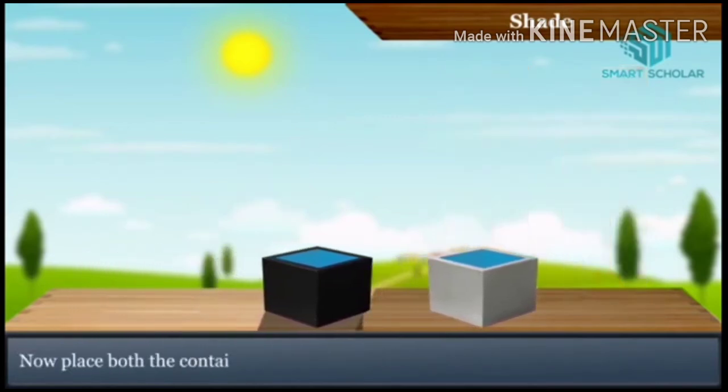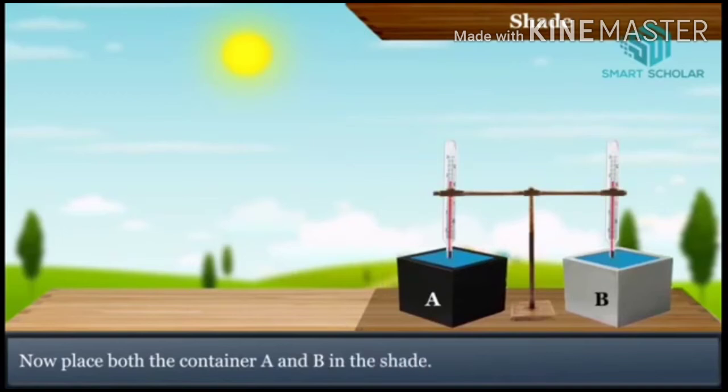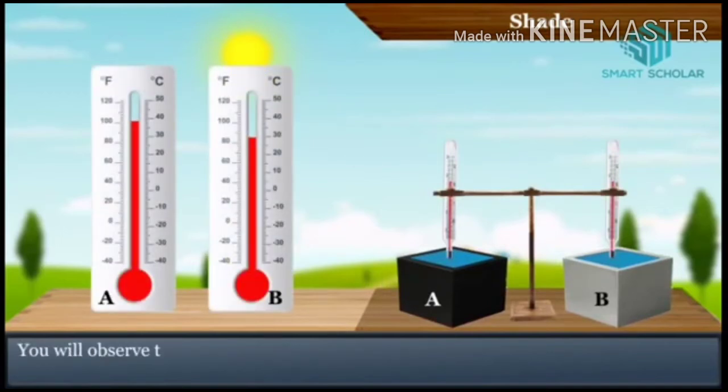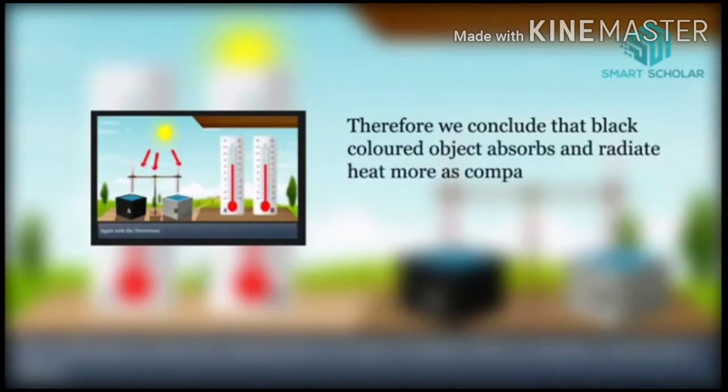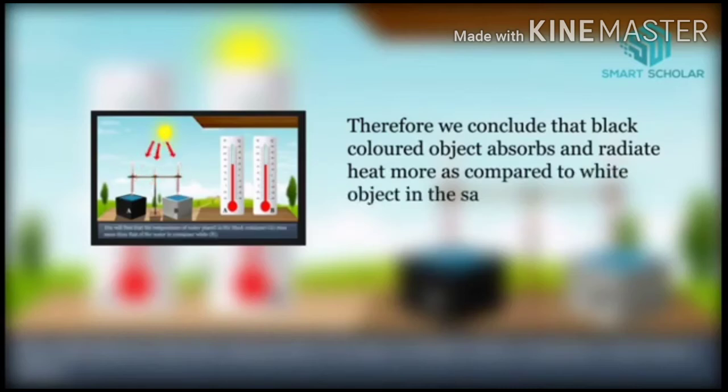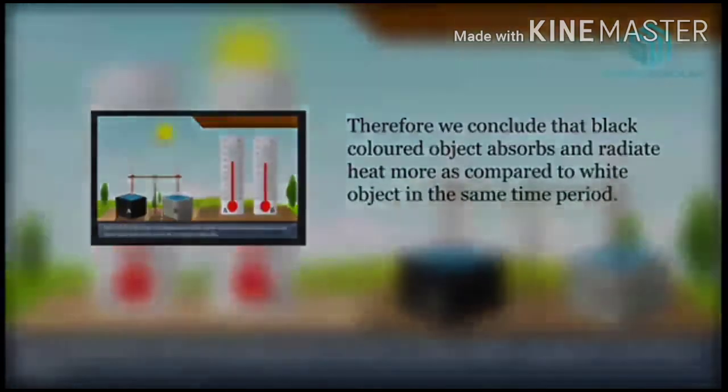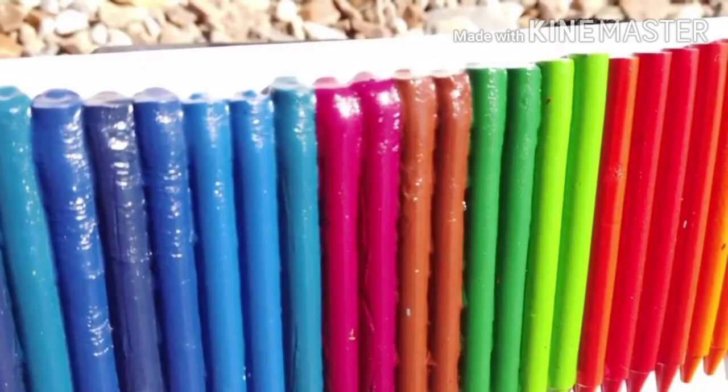Now place both the containers A and B in the shade. You will observe that the temperature of water in the black color container cools down faster. Therefore, we conclude that black-colored objects absorb and radiate heat more as compared to the white object in the same time period. Let's conduct another activity to study absorption of sunlight by different colored surfaces.